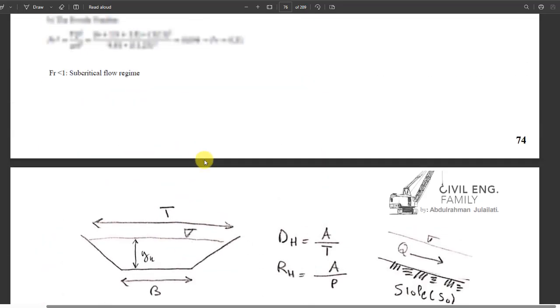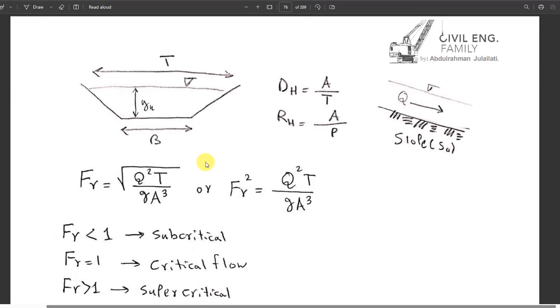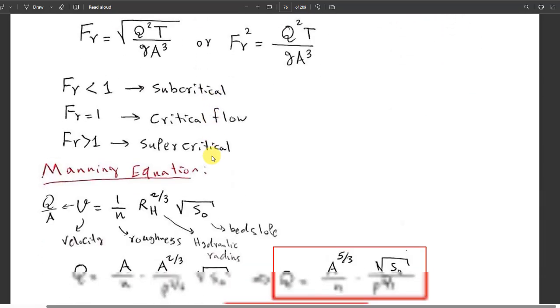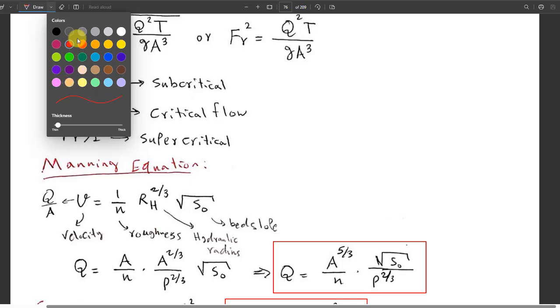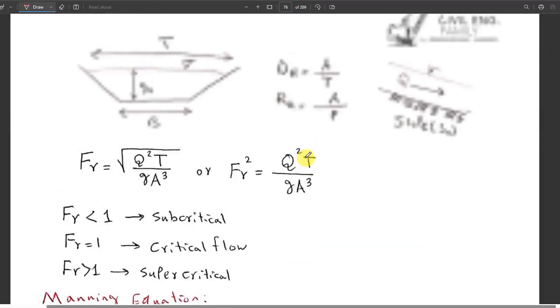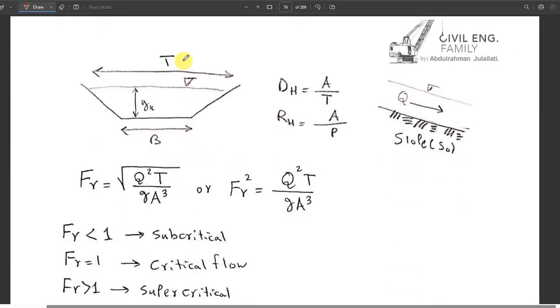Okay then, this is a new lecture continuing with what we did yesterday, which was chapter 7. We did chapter 7, which was about the open channel. We took the main parameters about open channel, for example T, which means the top surface width. We said about hydraulic depth, which is A over T, and hydraulic radius, which is A over P.